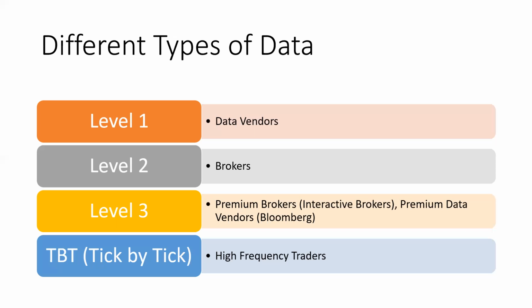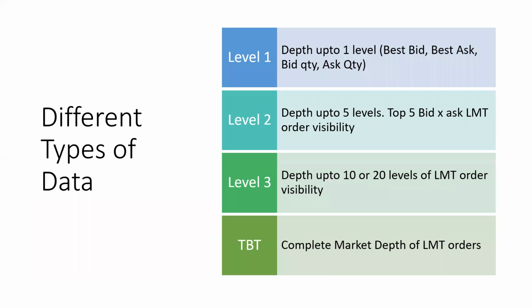Okay, so for order flow purposes, level 1 data itself is more than enough to generate the order flow charts. If you have level 2 or level 3 data, it's well and good, you're going to get the same data. Nothing much is going to change over there. All right. So level 1 data provides only the top one level from the order book. It provides the best bid, best ask, best bid quantity, and ask quantity.